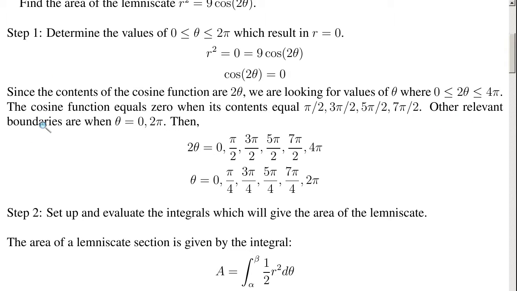Other relevant boundaries are when theta equals 0 and 2 pi. This is always true. You're always going to have a boundary at theta equals 0 and a boundary at theta equals 2 pi. Okay, so what do we make of this?